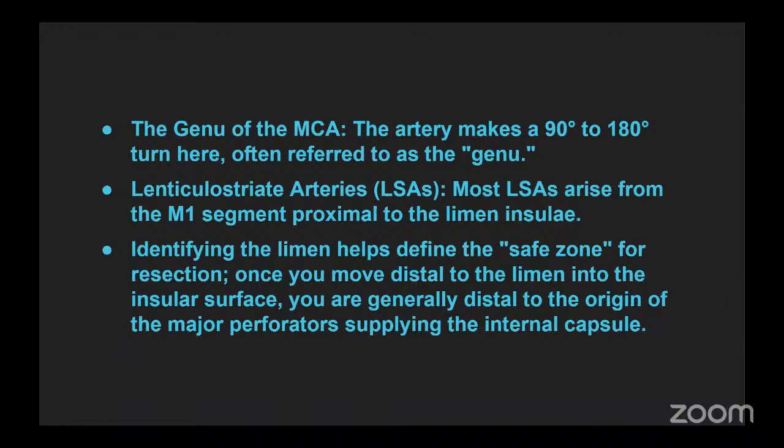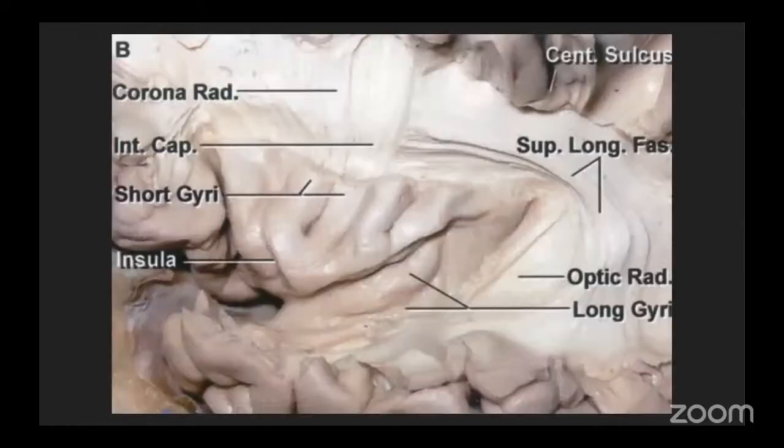So once you identify the limen, it's your borderline. You know that you cannot go beyond the limen, because if you go beyond the limen, you end up risking the perforating arteries and the blood supply of the internal capsule. So you can see that the cortex has been stripped again, and you can see corona radiata here.